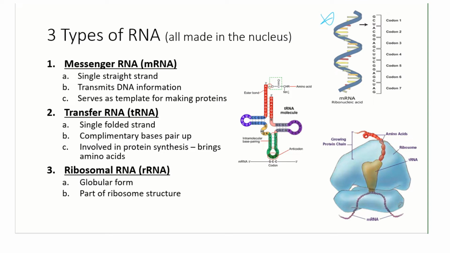Our transfer RNA is tRNA. It's a single folded strand. It's got a complementary base pair to this codon here, and it's involved in protein synthesis, bringing amino acids. And then our last one is ribosomal RNA or rRNA. It's a globular form and it's part of the ribosome structure. So this rRNA will help make up the ribosome. This one.